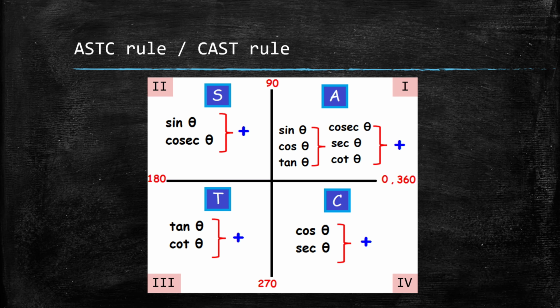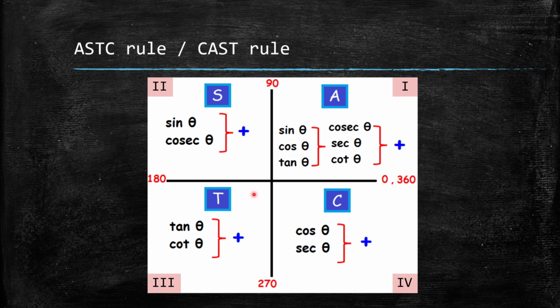Hello everyone. In this video, we are going to study ASTC rule or CAST rule and a few more things on it. So, we have taken four different quadrants 1, 2, 3 and 4 and we have some standard angles like 0 or 360 degree, 90 degree, 180 degree and 270 degree.